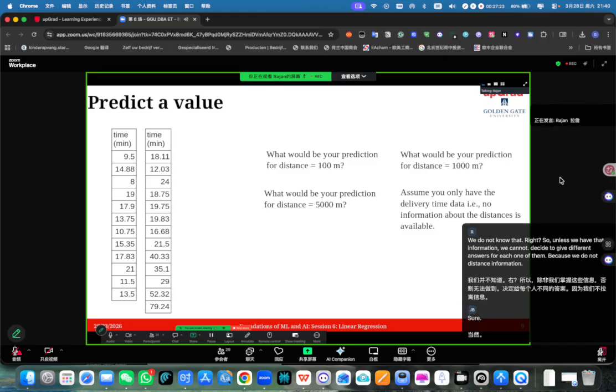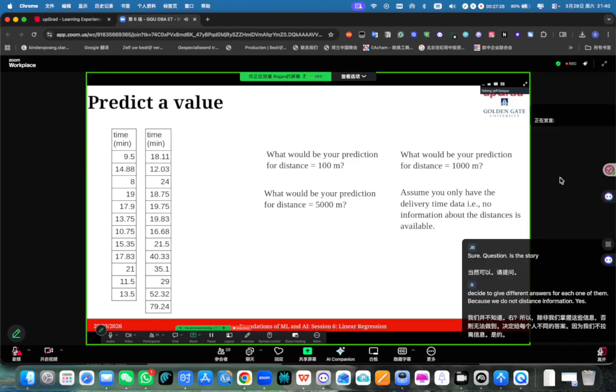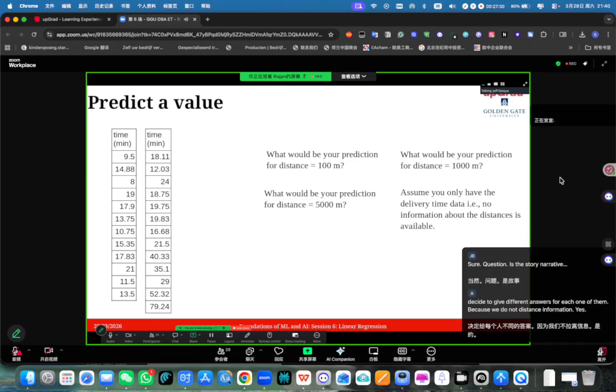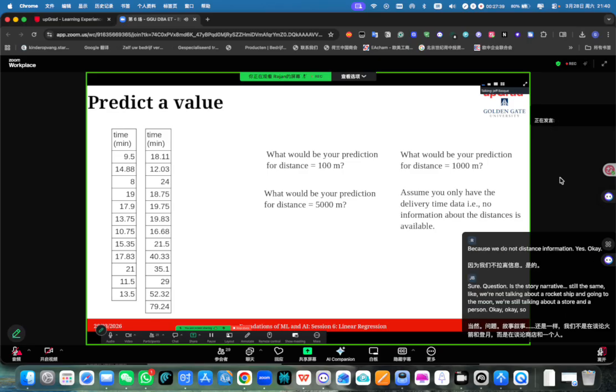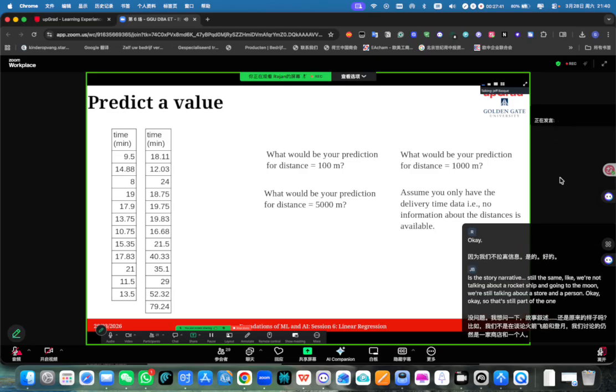Question. Yes. Is the story narrative still the same? Like, we're not talking about a rocket ship going to the moon. We're still talking about a store and a person. Correct. Okay, so that's still part of the assumptions behind this.